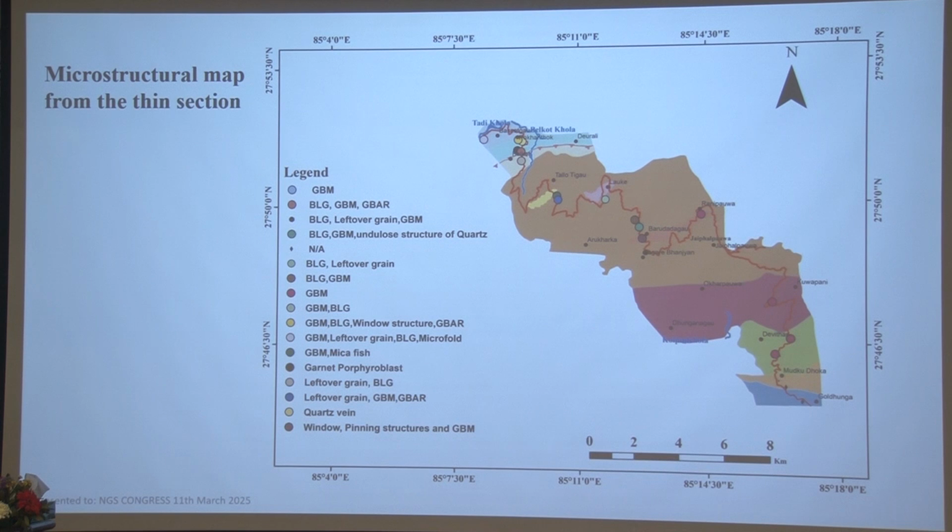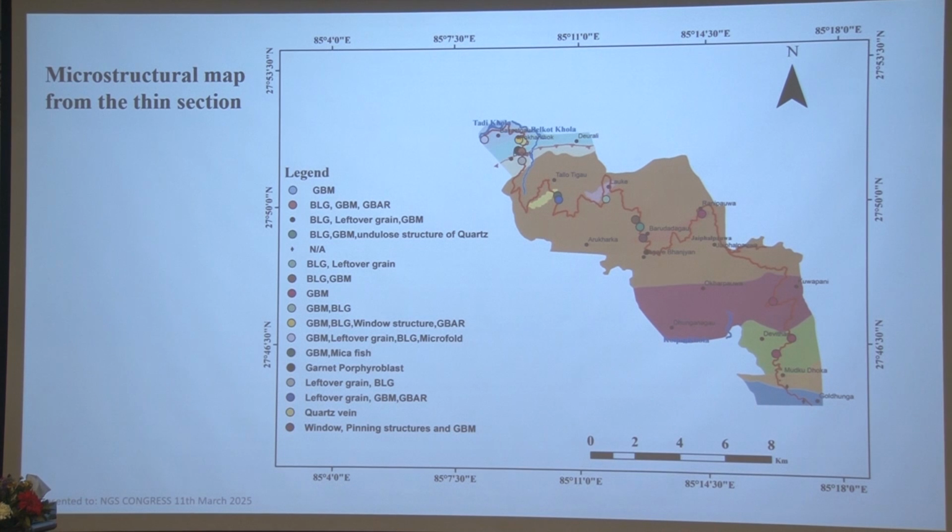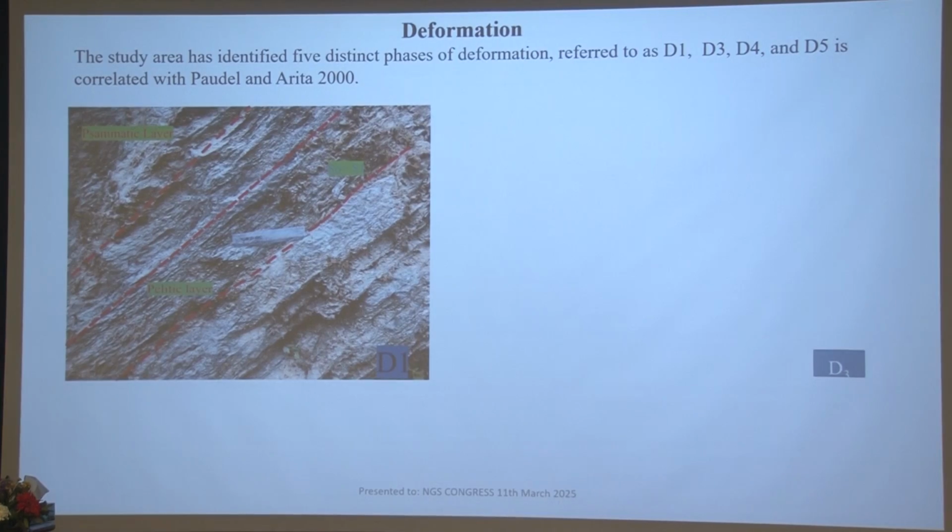And this is the microstructural map from the thin section. In my study area, mostly GPR is found near the anti-zone, which forms the slow state of recrystallization, which makes the perfect shape. The deformation is referred to as D1 to D5, which is correlated with the Porel and Olita.